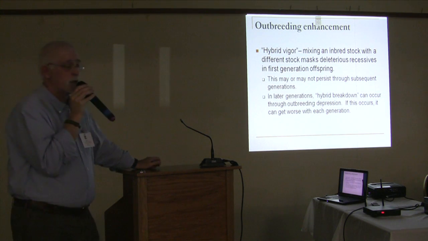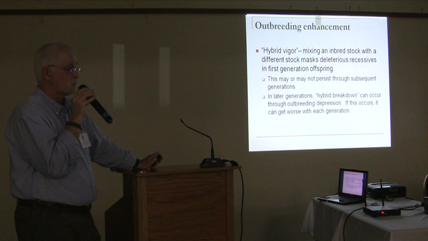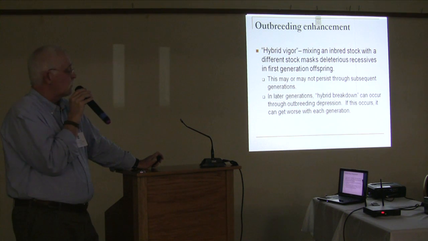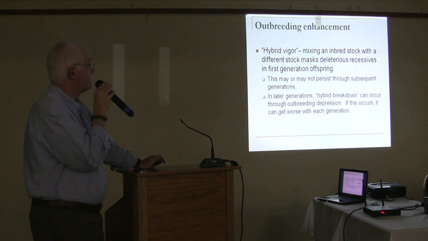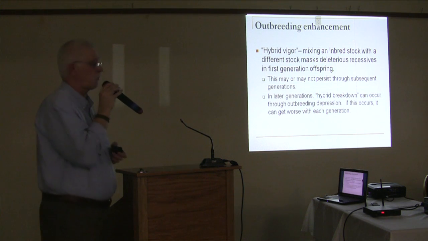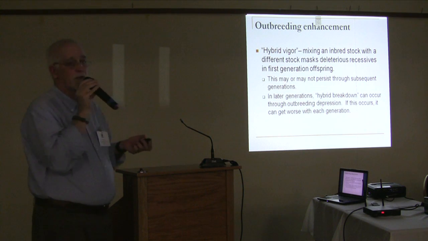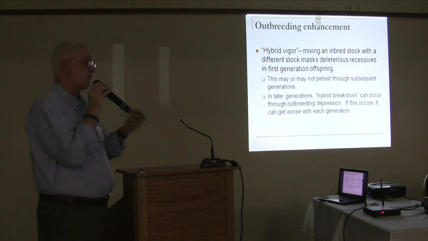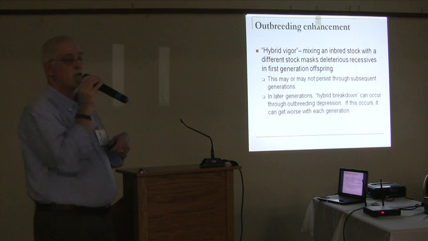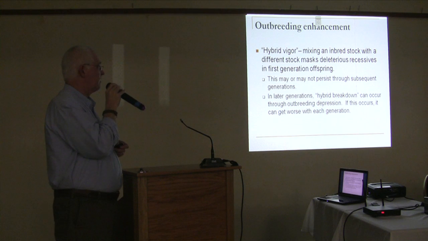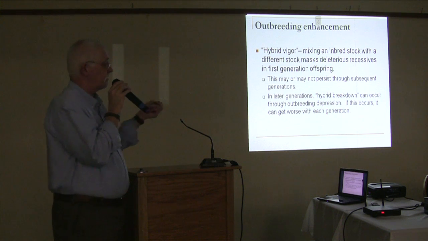There's also another issue to keep in mind, which is outbreeding enhancement. And this is what you've heard of called hybrid vigor. In this case, what we're talking about is mixing an inbred stock with a different stock that masks the expression of deleterious recessives in the first generation offspring. Now this is something that may or may not persist past the first generation upon recombination and backcrossing. Hybrid vigor can turn into what's called hybrid breakdown, and you can see the effects of outbreeding depression. And if this happens, it can get worse with each succeeding generation. So it's a little bit insidious.